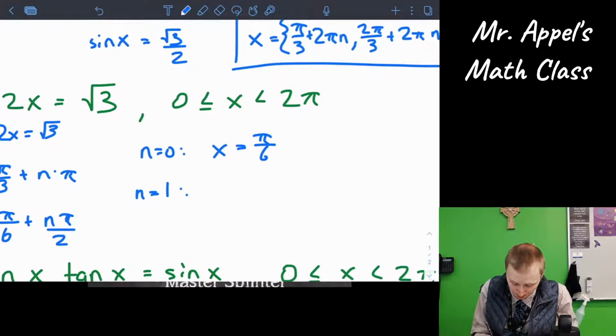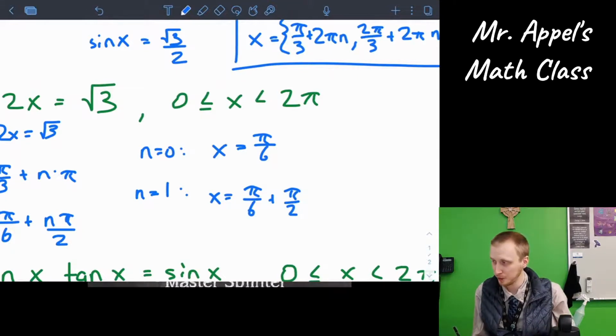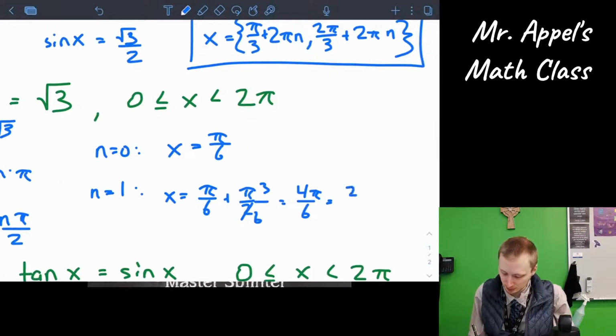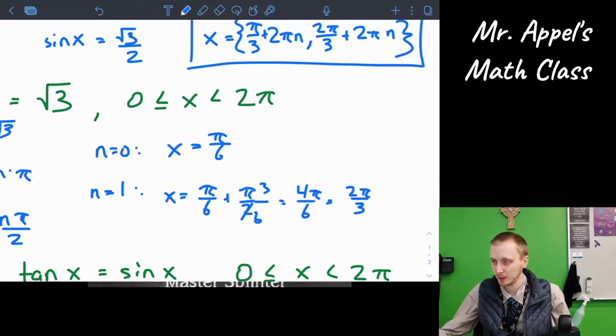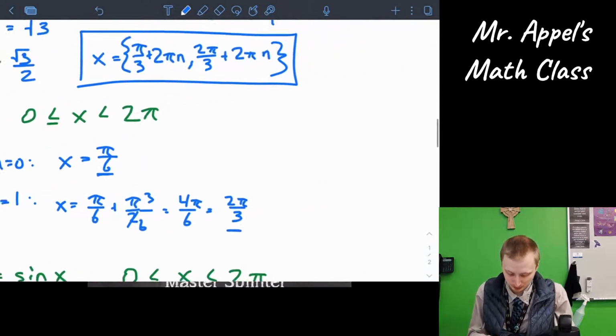So we're going to get x equals pi over 6 plus 1 instance of pi over 2. All right, pi over 2 is, of course, 3/6. So plus another 6 is 4/6. So that's 4 pi over 6, which we can actually reduce to 2 pi over 3. So there's one solution. There's another solution. Keep going.